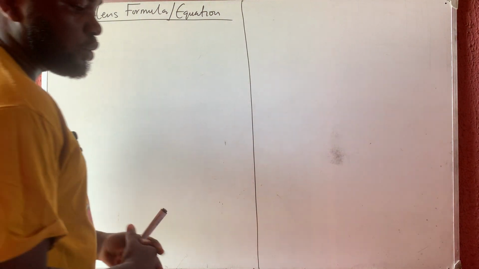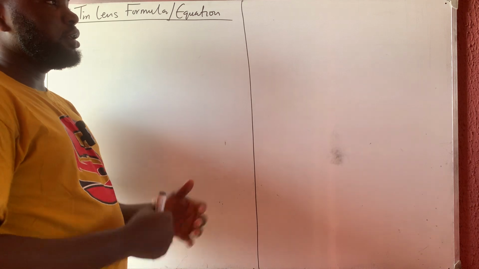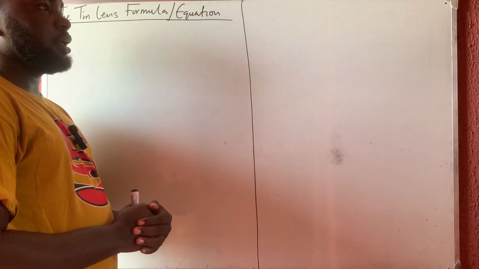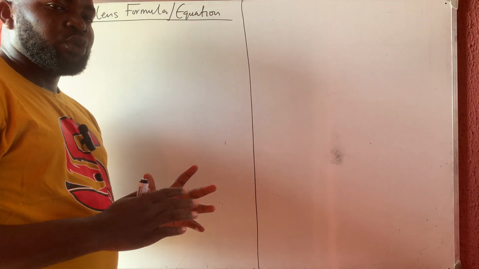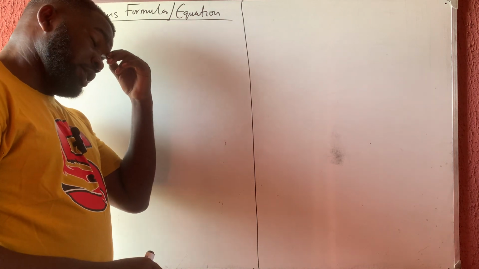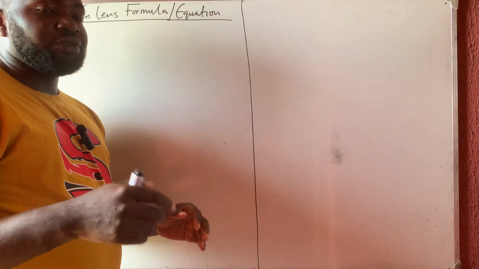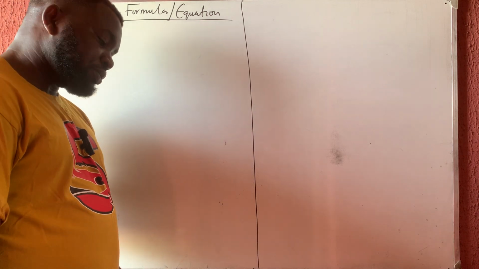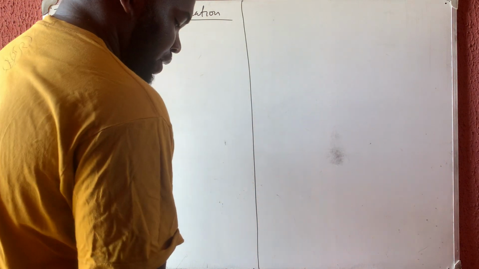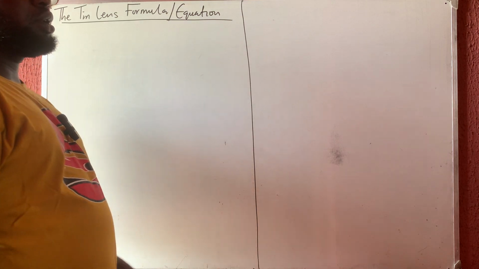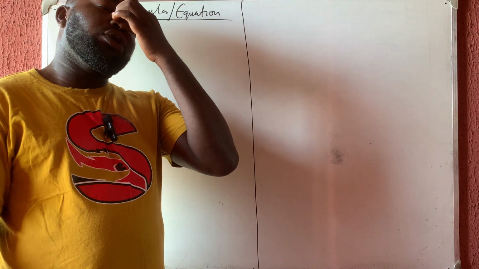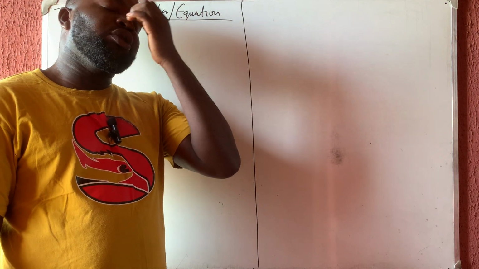In our previous video, we talked about drawing a ray diagram when an image is placed in front of a lens, whether concave or convex. You can watch the video, the link is in the description. Now I want to talk about the lens formula. Once you know the lens formula, you have already known the mirror formula.